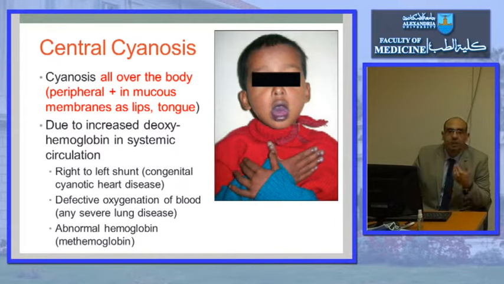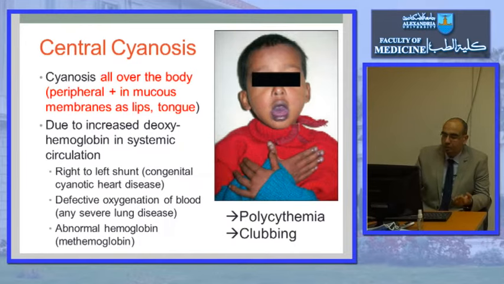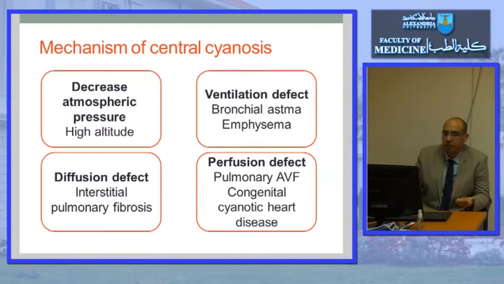If there is a problem in the heart, or there is a shunt connecting the right side of the heart with deoxygenated blood to the left side of the heart with oxygenated blood, there will be deoxygenated blood in the systemic circulation. Or if there is abnormal hemoglobin, like in cases of methemoglobinemia. So causes of central cyanosis are right to left shunt in the heart in congenital cyanotic heart disease, defective oxygenation in the lung, as any severe lung disease might cause central cyanosis, and abnormal hemoglobin as in methemoglobinemia. As regarding this hypoxia, the patient might have polycythemia and clubbing.